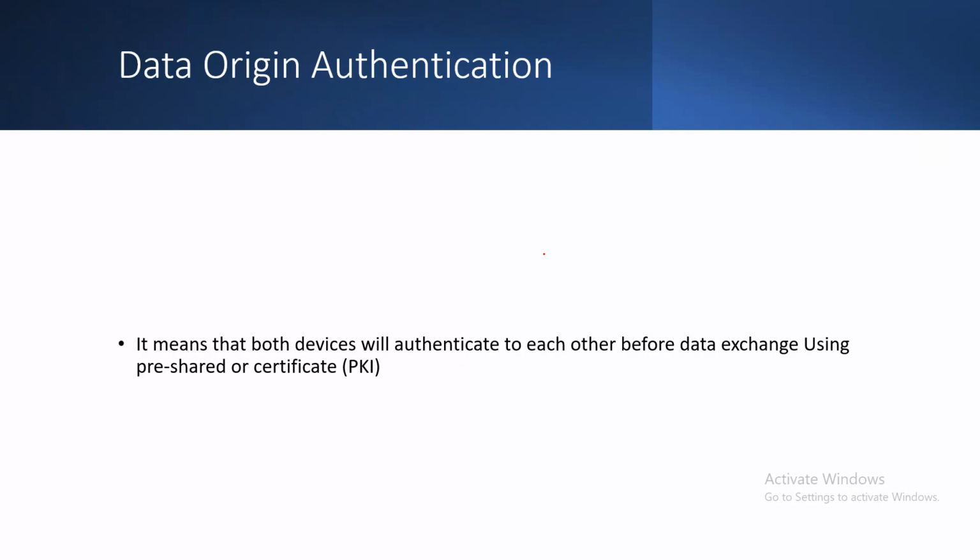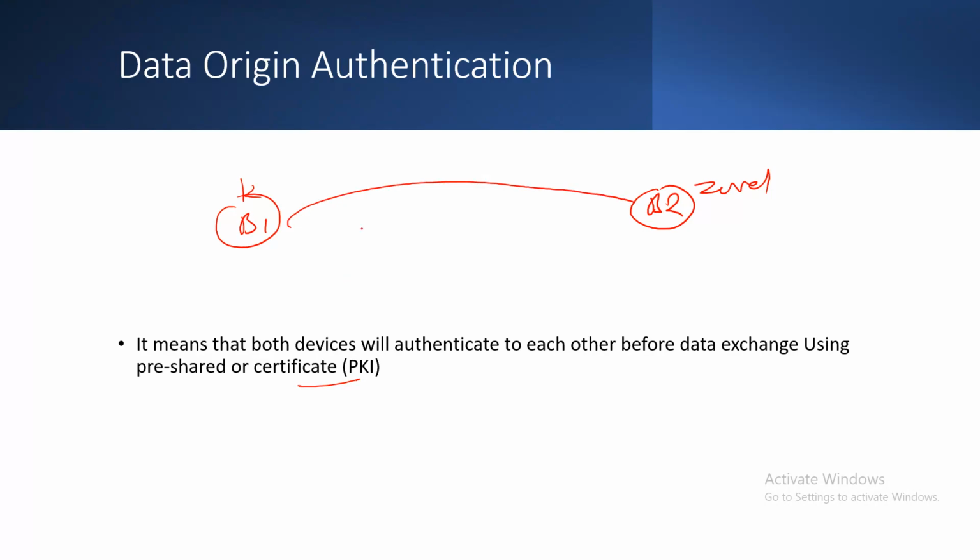Okay, so data origin authentication, the third functionality. Both the devices will authenticate each other before data exchange using a pre-shared key or certificate. How? There is a B1 in the UK, there is a B2 in India. The tunnel will not establish like this.